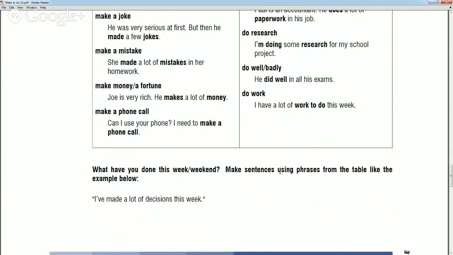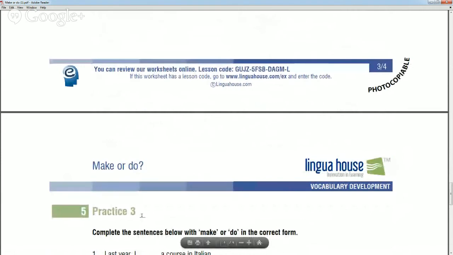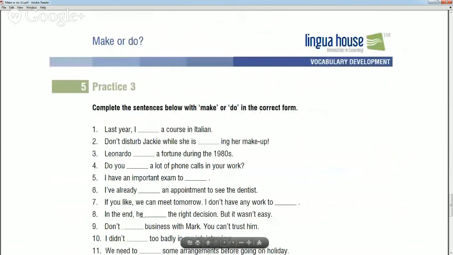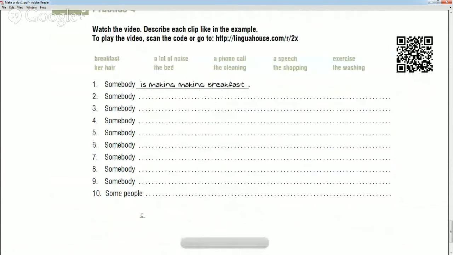Make sentences using phrases from the table like well, we're going to skip that. We're going to go on to something else. Where are we for time? I do not want to miss this last one. Okay. What we're going to do is we're going to watch a video, and then we're going to describe each clip like in the example.